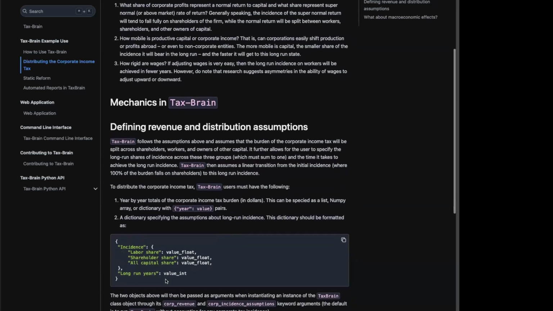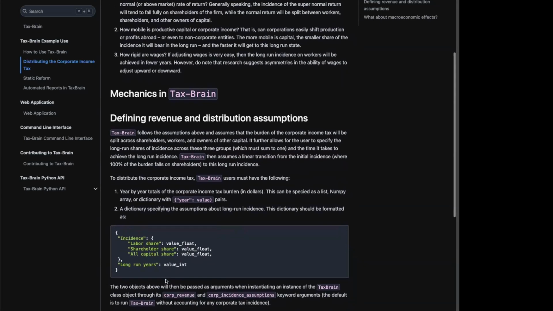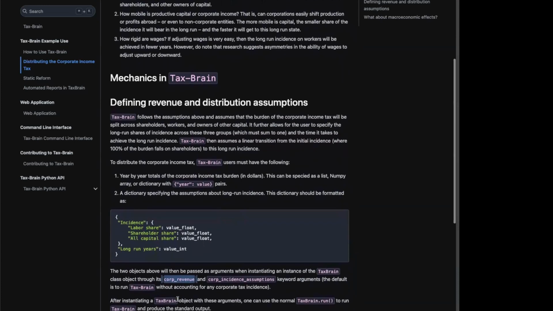Okay, so those are the assumptions for the distribution. You will, with this, also specify a corporate revenue argument. What this is going to be is, it could be any kind of tuple will work. So you could specify a list of corporate income tax revenue, and the only caveat is that the list you specify has to be the same length as the budget window you're going to analyze in TaxBrain.